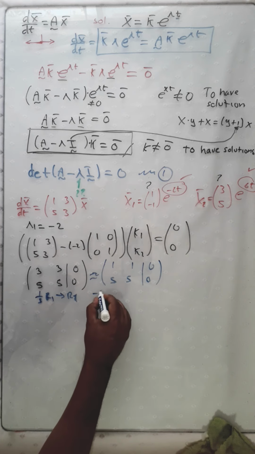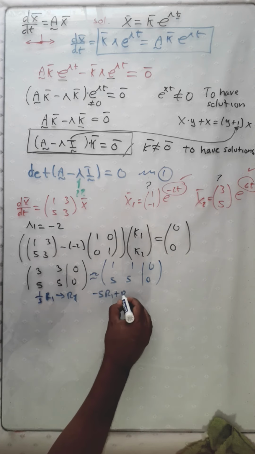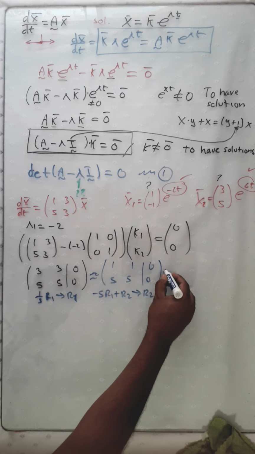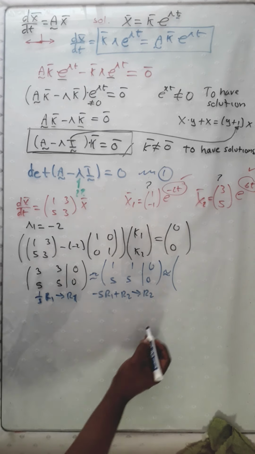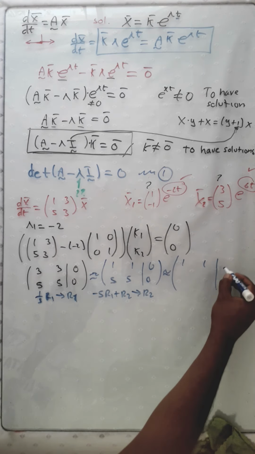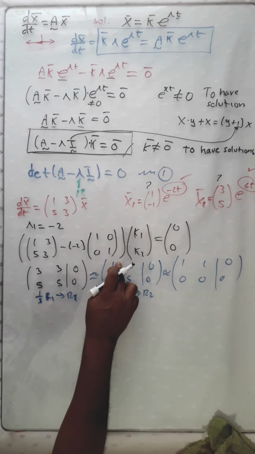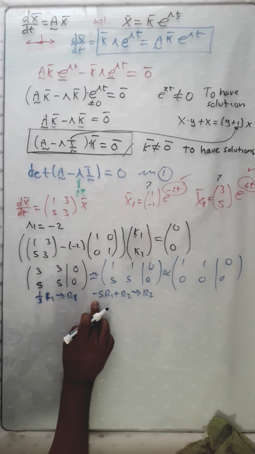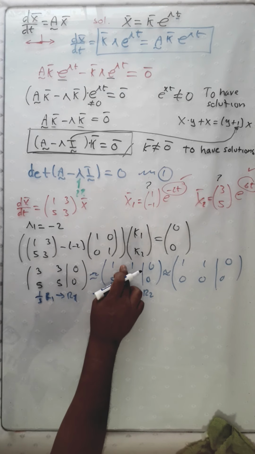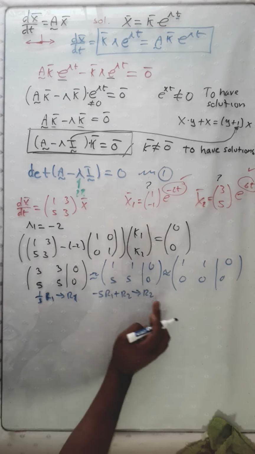And then what I'm going to do is minus 5 times the first row plus the second row, and we save it in the second row. Okay, so what is the result of that? 1, 1, 0, and then 0, 0, 0. Minus 5 times 1 plus 5, 0. Minus 5 times 1, minus 5 plus 5, 0.